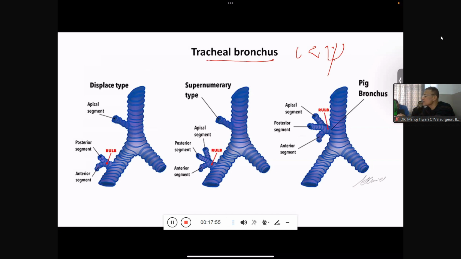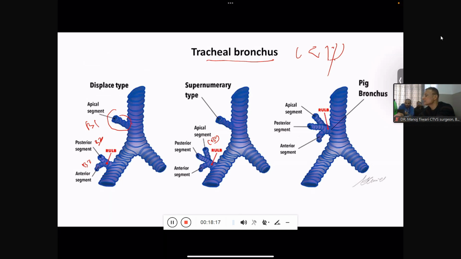One option could be the apical segment. It means the B1 is totally replaced. It is totally arising from the trachea, whereas the upper lobe bronchus consists only of the B2 and B3. In another variant, this could be supernumerary. It means there is the apical bronchus here in the normal position arising from the right upper lobe bronchus, but there is an accessory tracheal bronchus, which is situated here. So this scenario can also happen.